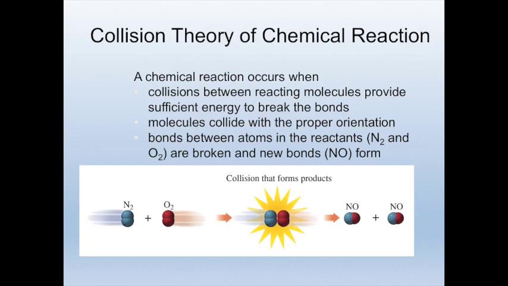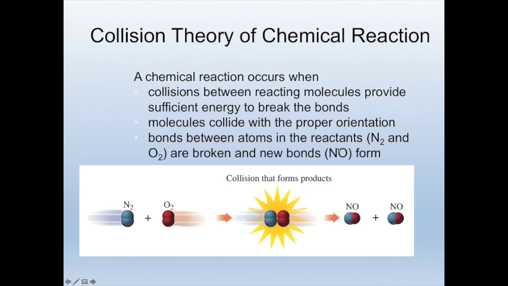The way that we talk about chemical reactions is using something called collision theory, which is similar to kinetic theory, except it goes a couple steps further. So a chemical reaction occurs when collisions between reacting molecules provide sufficient energy to break the bonds. Another requirement is that molecules collide with the proper orientation. And the third requirement is that the bonds between atoms in the reactants are broken and new bonds form.